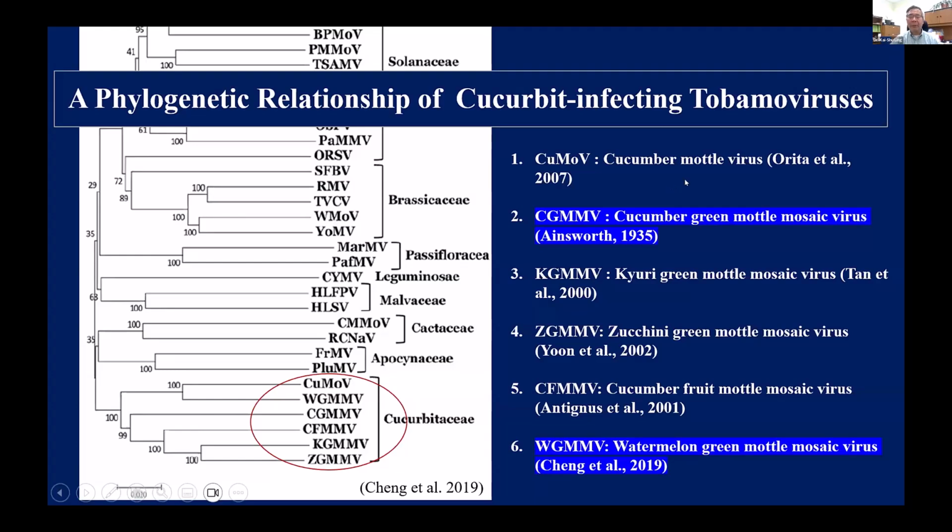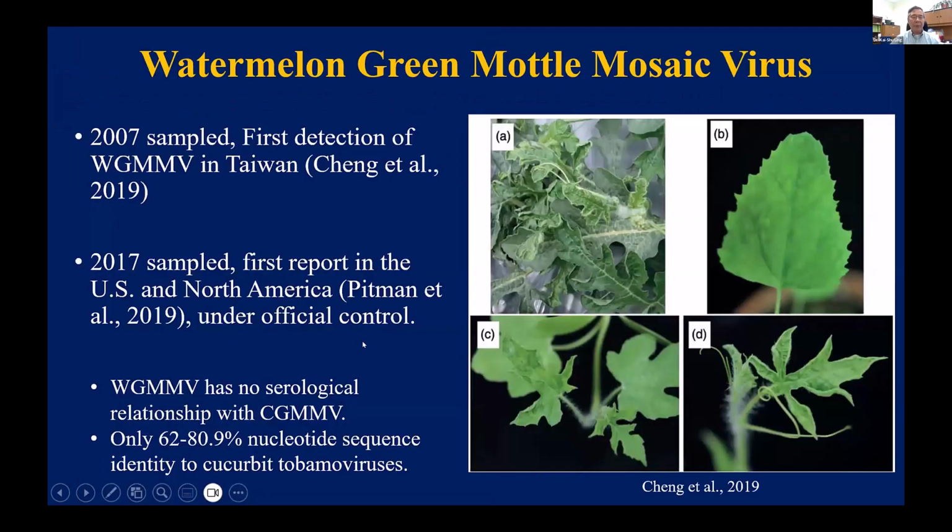Since there are so many that have been reported, I will be focusing just on cucumber green mottle mosaic virus and watermelon green mottle mosaic virus. But there are other viruses like cucumber mottle virus, Cucurbit green mottle mosaic virus, zucchini green mottle mosaic virus, and cucumber fruit mottle mosaic virus. Those are very similar, but the sequences are quite different among them, with some relationship.